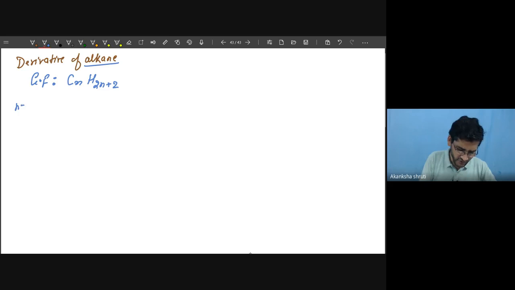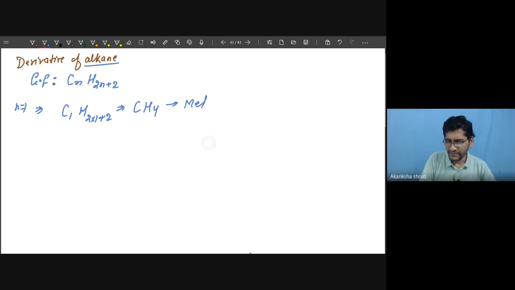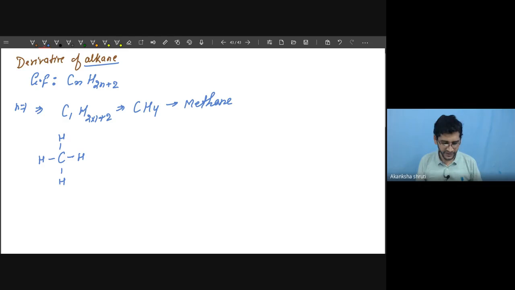So consider n is equal to 1. The structure becomes C1H of 2 into 1 plus 2. So the formula is CH4. Okay, student. This is simply called methane. Keep in mind. Now, the structure of this methane is very important for you. The structure has only 1 carbon and 4 hydrogen, satisfying the tetravalency of this carbon. It's okay. So this is the structure of methane.